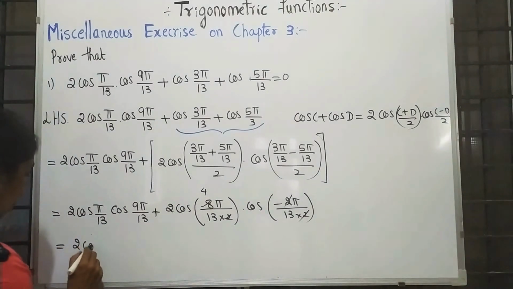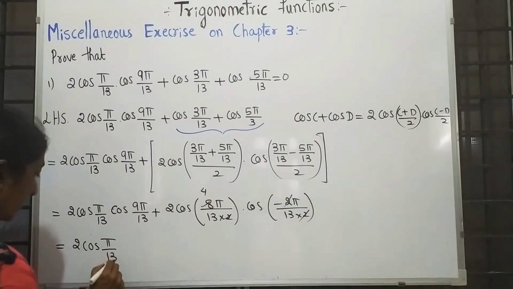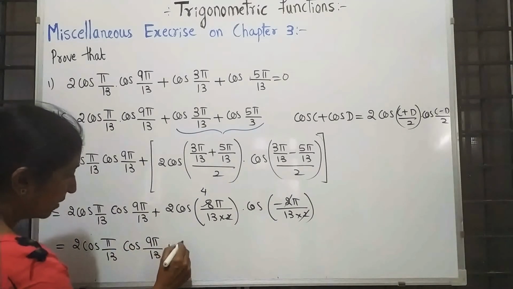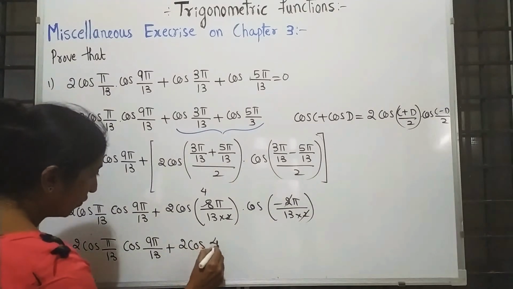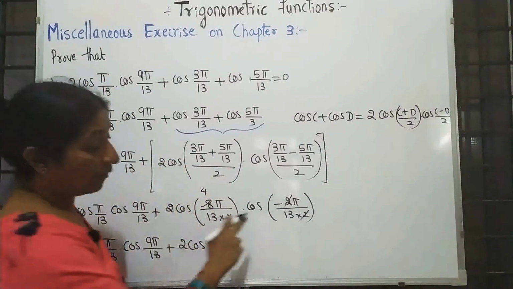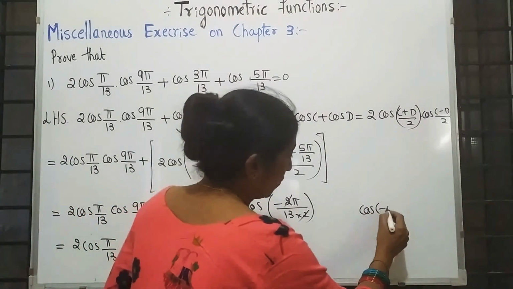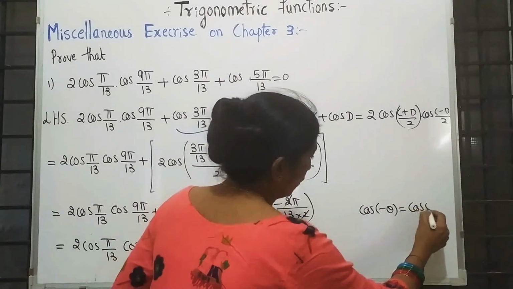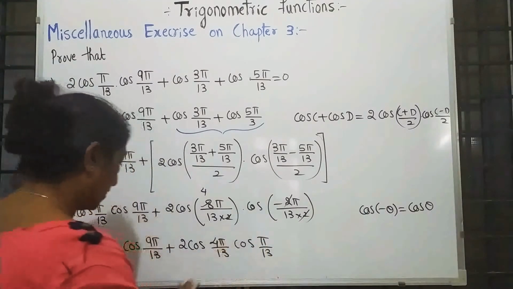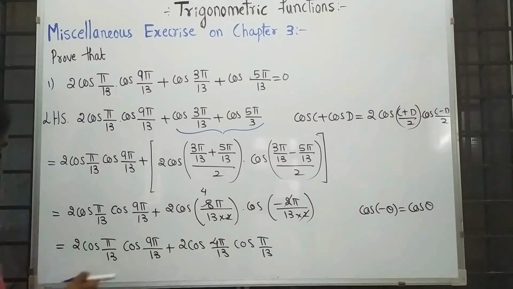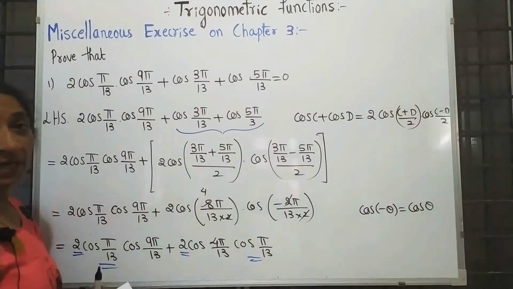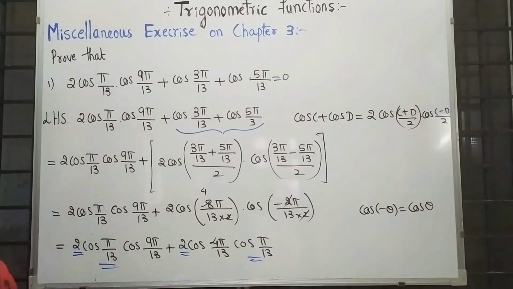It is 2 cos(pi/13) cos(9pi/13) + 2 cos(4pi/13) cos(-pi/13). Cos of minus theta is cos theta, so it is cos(pi/13). See what we can take common: we can take common 2 and cos(pi/13). I have underlined that, which means we can take it as common.